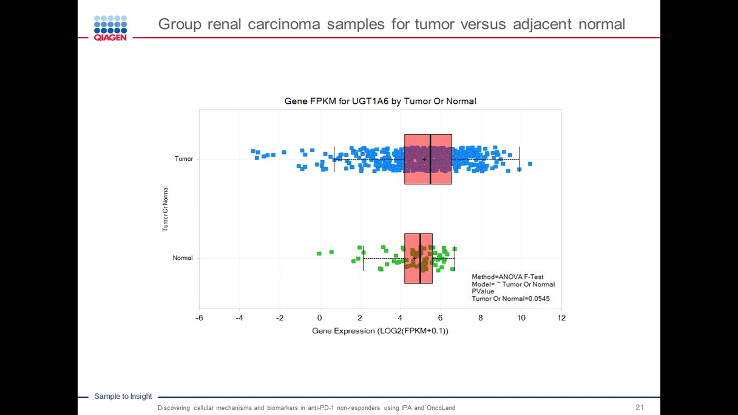And another thing you can also do is turn on statistics. So in the lower right corner, we have turned on statistics. You can see, at least for UGT1A6, there is some difference in the sense that it's slightly more expressed in tumor compared to normal according to this chart.